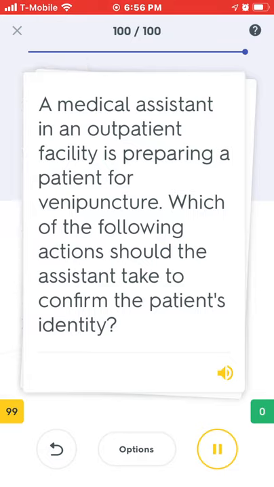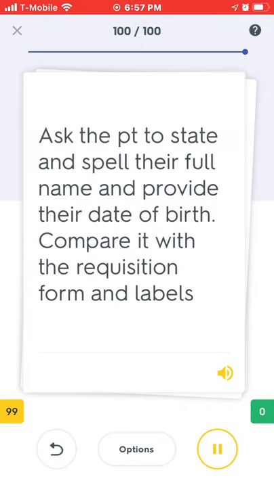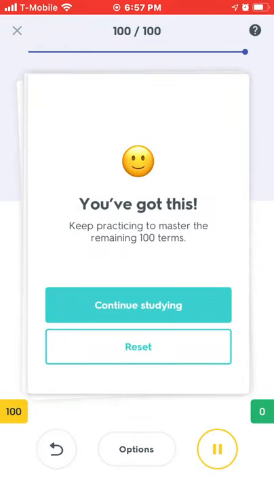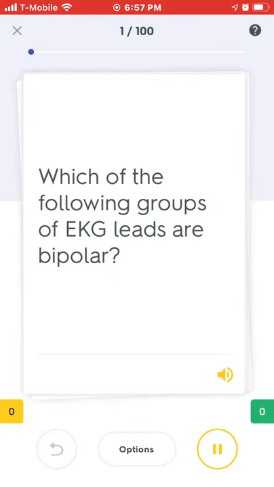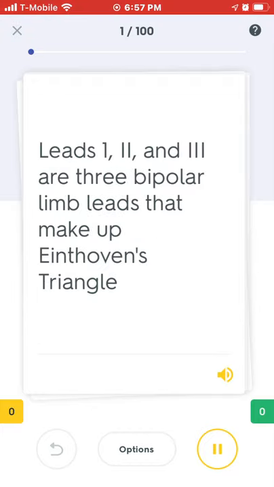A medical assistant in an outpatient facility is preparing a patient for venipuncture. Which of the following actions should the assistant take to confirm the patient's identity? Ask the patient to state and spell their full name and provide their date of birth. Compare it with the requisition form and labels. Which of the following groups of EKG leads are bipolar? Leads 1, 2, and 3 are three bipolar limb leads that make up Einthoven's triangle.